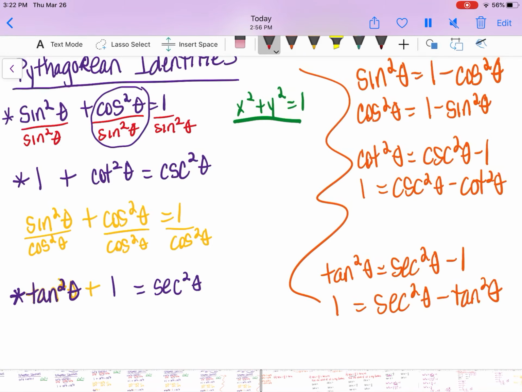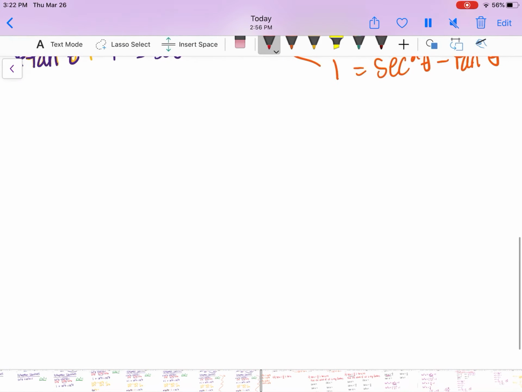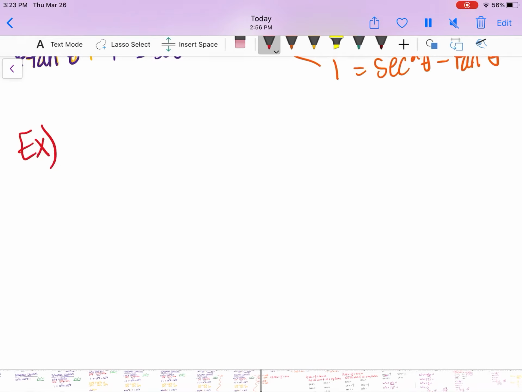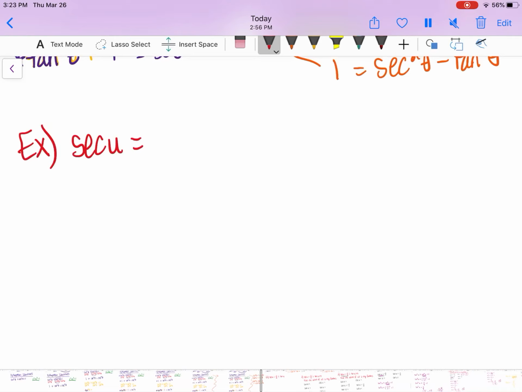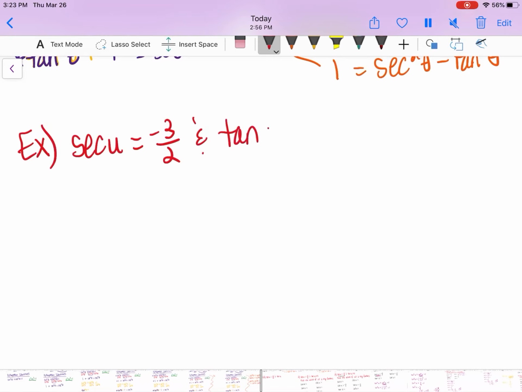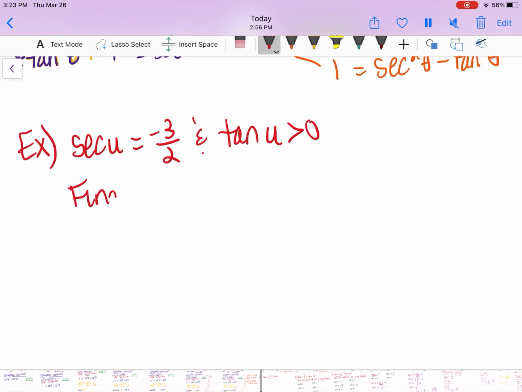Okay. Now, what we're going to do today is, like I said, we're going to be taking this really slow. We're only going to be doing the first 2 sections of this chapter over the next 2 weeks. So we're just going to look at one example today, and it tells us that the secant of u is equal to negative 3/2, and the tangent of u is greater than 0. We want to find the values of all 6 trig functions.